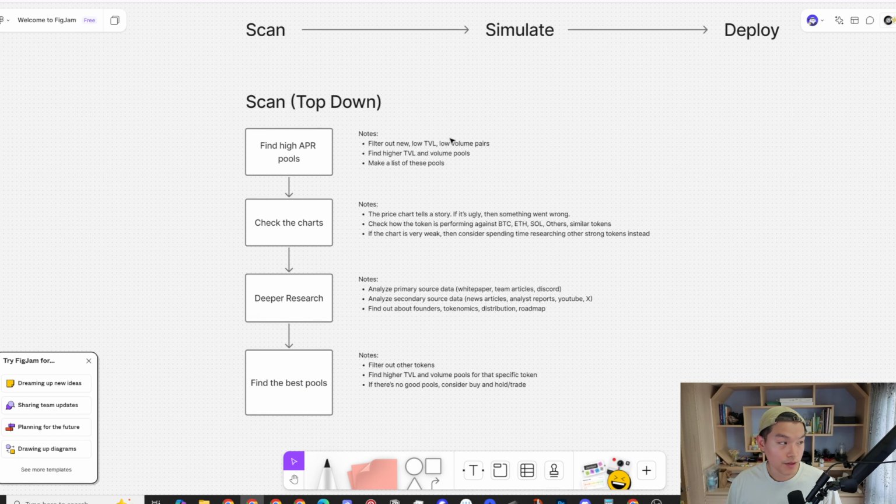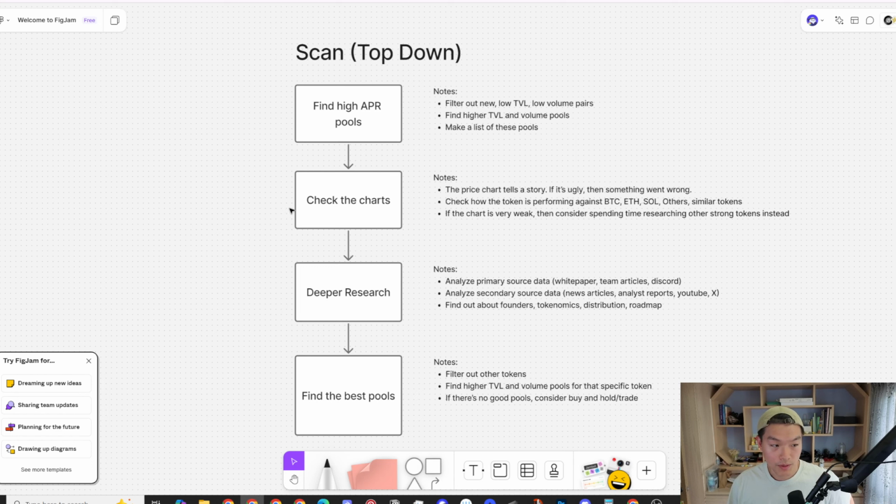And if we look at this flow chart, I basically ran through the whole process in this video except for the deeper research part, because that's typically more time consuming. So this is the top-down approach where you start wide and then you narrow in on the best pool. At first, I find high APR pools, right? I don't care which token it is, as long as it's not a very small cap new token.